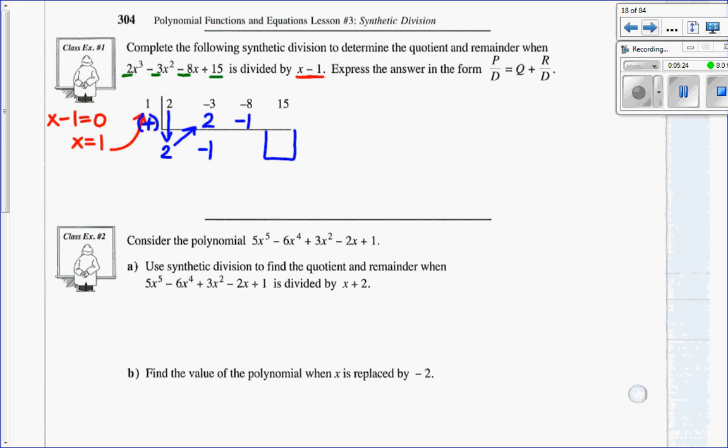Then again I add down the column. So negative 8 plus negative 1 is negative 9. Then again I multiply that negative 9 by the 1 out front. Negative 9 times 1 is negative 9. Then one more time I add down the column. So 15 plus negative 9 is 6. So that's my remainder of 6.